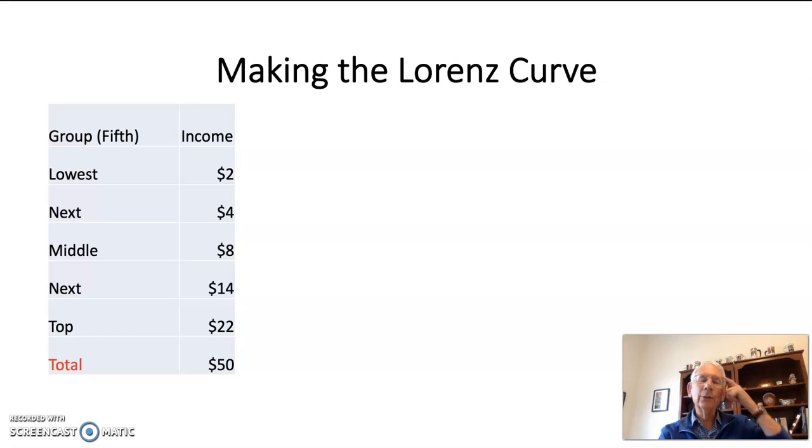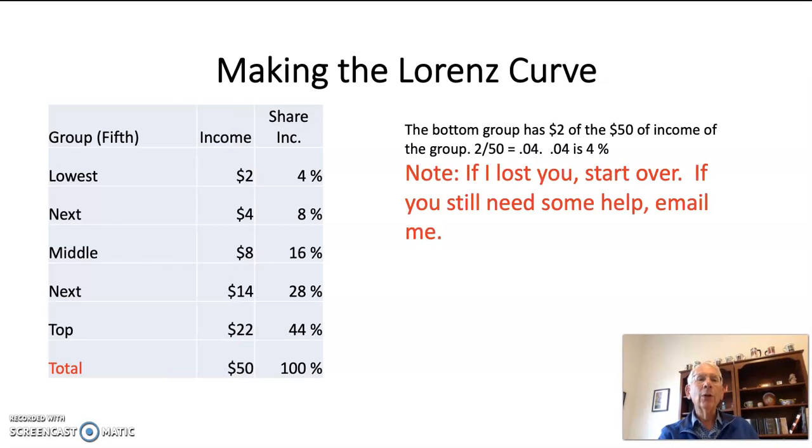Now we ask the question, what share of the income goes to each of these groups? We can do this as a percentage. So what we can see here is that the bottom group has 2 of the $50, that's 0.04, that's 4%. The next group has 8%, the middle group has 16%, and so on. As you can see in what I've highlighted in red, if I lost you, stop, start over, and see if you can understand it a second time.